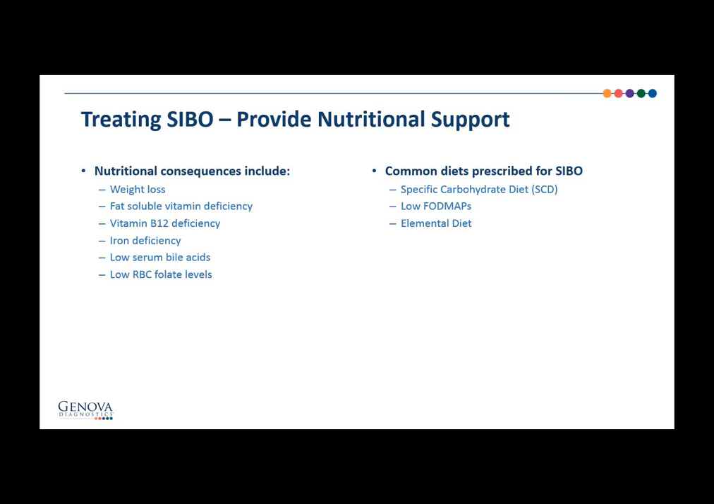Some common diets prescribed for SIBO include the specific carbohydrate diet, which is exactly what it sounds like. There's certain carbohydrates that are allowed and certain that are eliminated so that the bacteria don't have substrate to ferment to produce those symptoms in the patient. Same concept with the low FODMAPs diet. FODMAPs are basically fermentable carbohydrates.